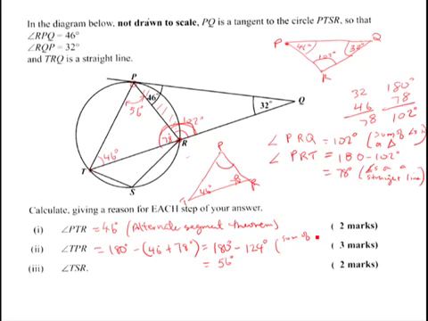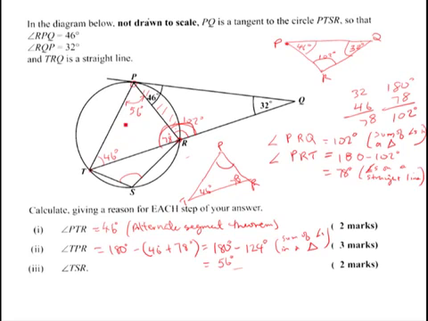Sum of angles in a triangle. This is the angle symbol, and this is the triangle symbol. Okay, so now we're down to TSR, T to S to R. So we have to find this angle here, from T to S to R.